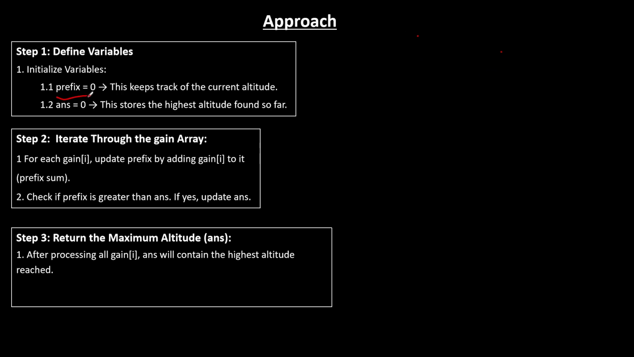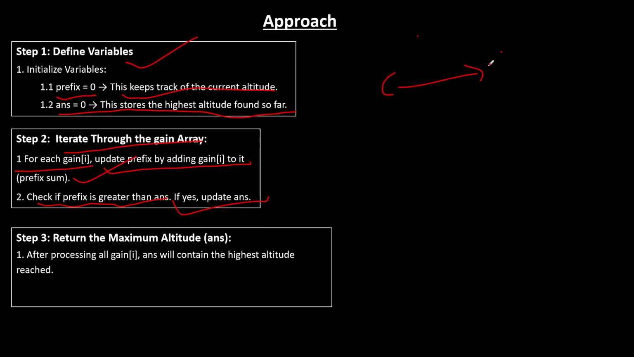The prefix will start from 0. This keeps track of the current altitude. Answer stores the highest altitude found so far. Okay, this is the defining of the variables. That's all. And we iterate through the gain array. For each gain, we update the prefix by adding gain of i to it, which is the prefix sum. And we check if prefix is greater than the answer, then we update the answer also, right?